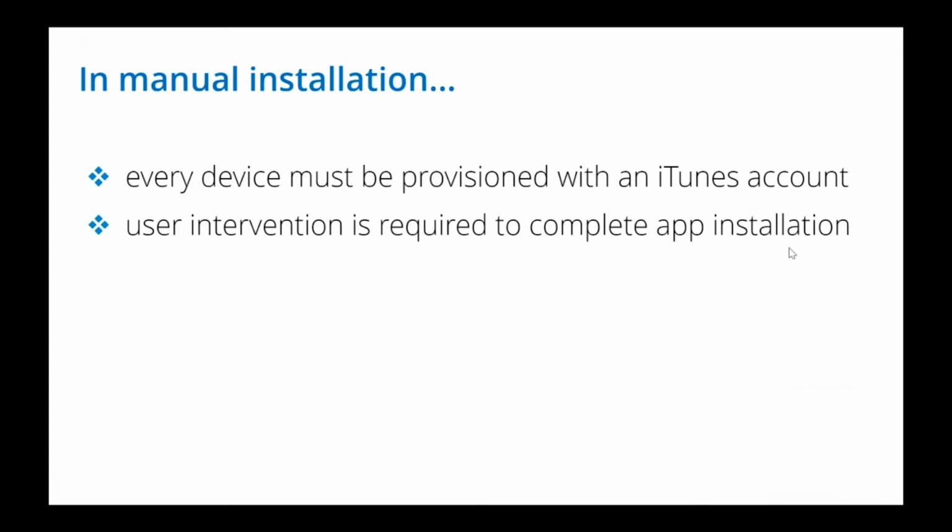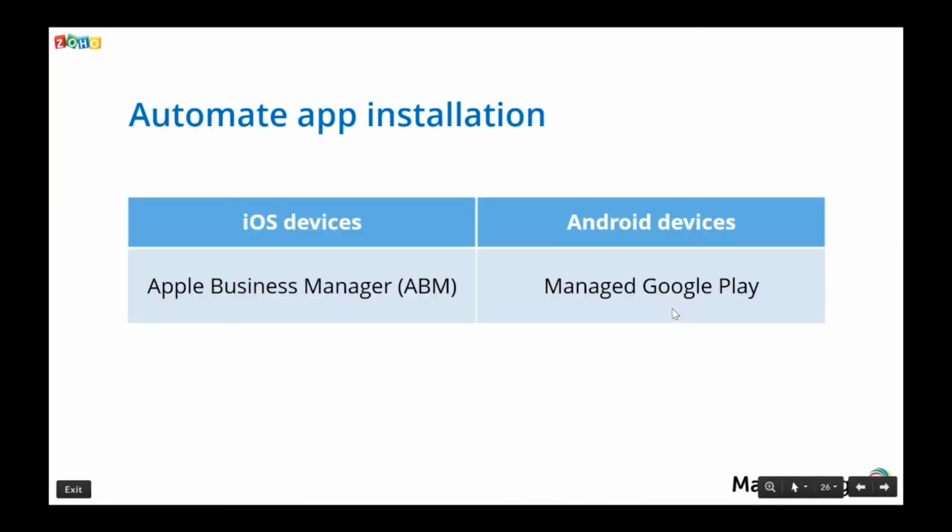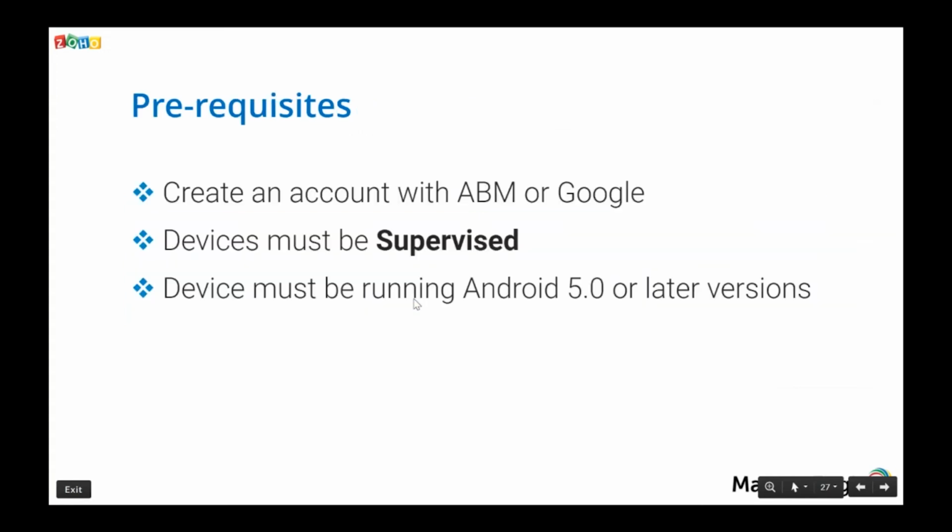So to simplify this process, Mobile Device Manager Plus allows you to silently install apps on your devices. So you can automate your app installation process by making use of Apple Business Manager for your iOS devices or Managed Google Play for your Android devices. So integrating both of these with MDM will help us silently install apps.